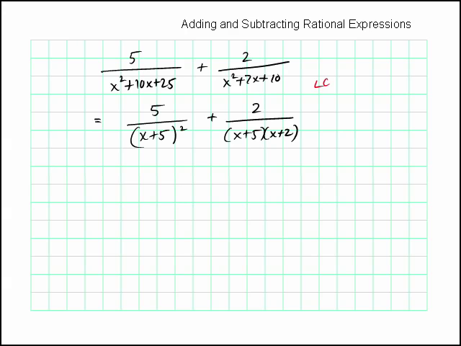Now for our LCD. I see an x plus 5 down there. So I need an x plus 5, but remember, when it comes to variables, you have to use the highest exponents that you see. Over here we have x plus 5 to the first. Over here we have x plus 5 squared. So on the LCD you're going to need 2 of them, the largest exponent. I have an x plus 2 here, so I'll also need 1 of those. For this problem, my LCD is x plus 5 squared times x plus 2.